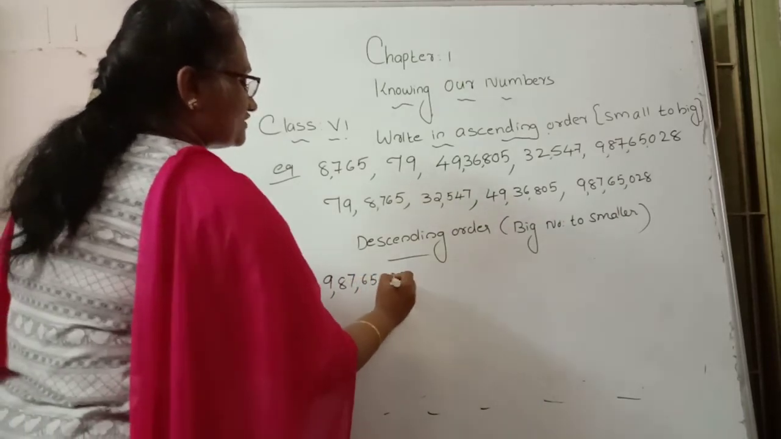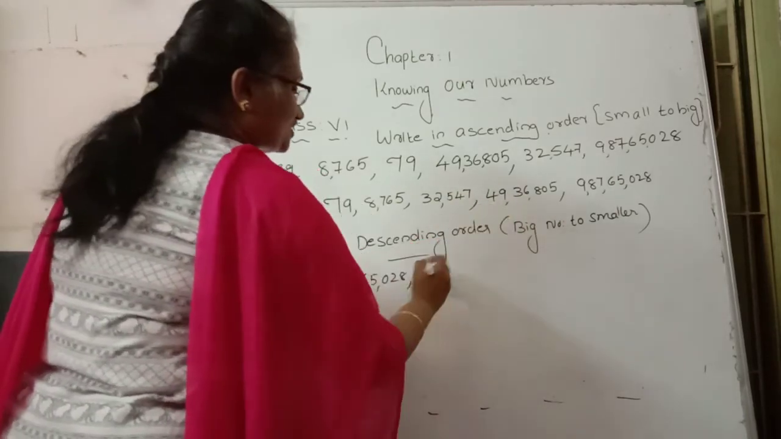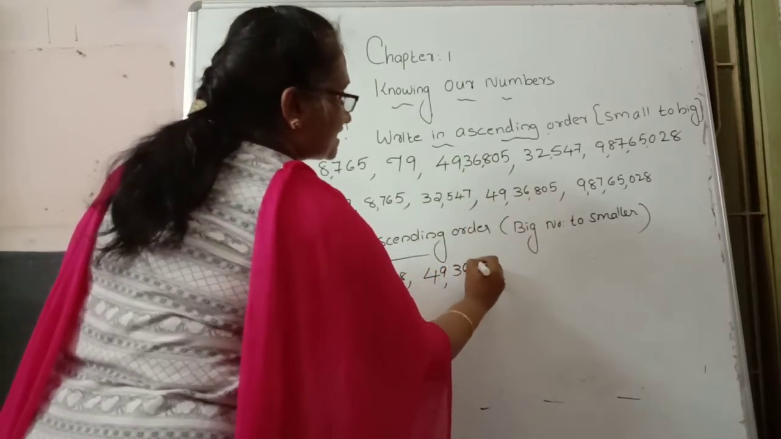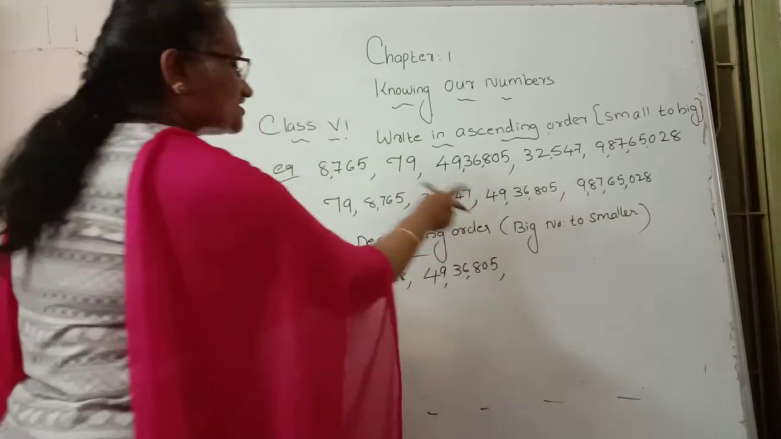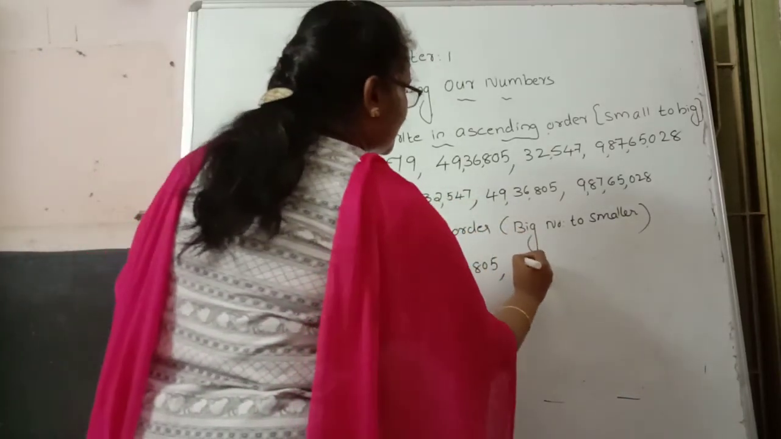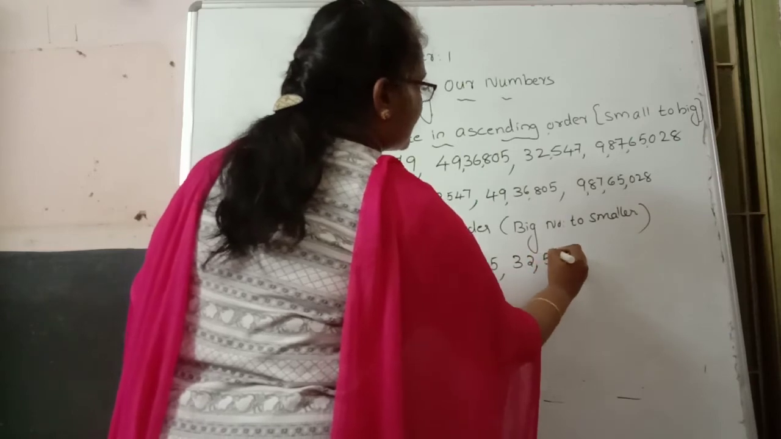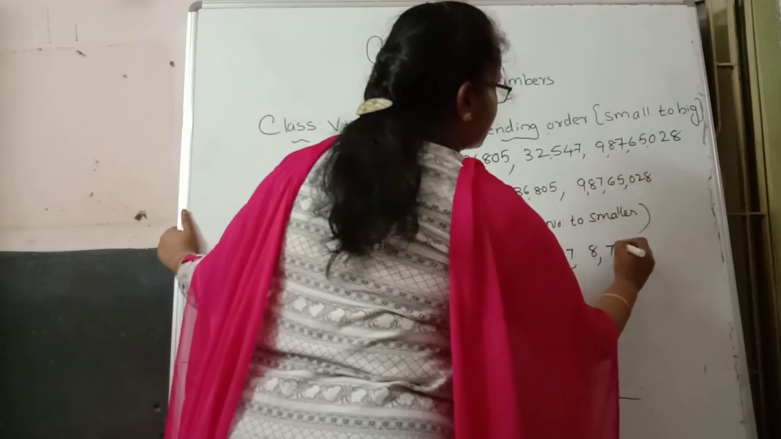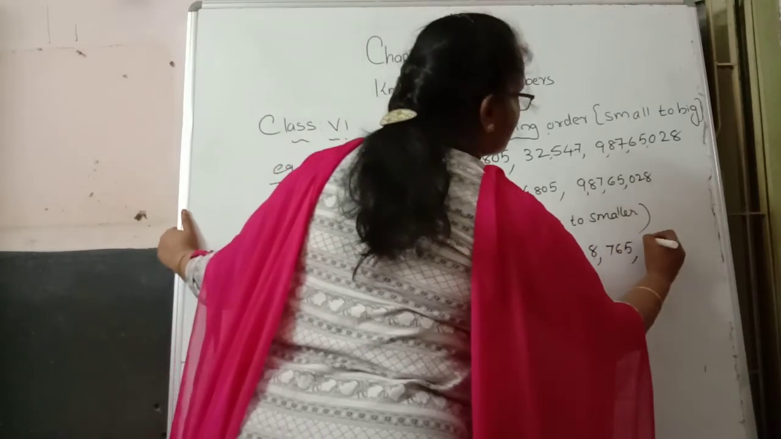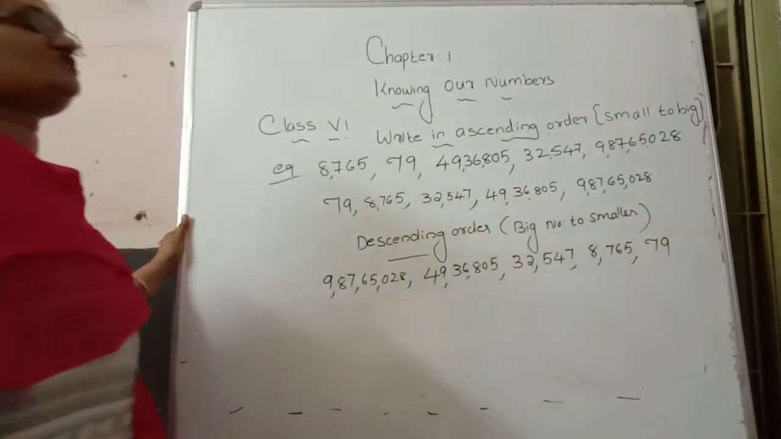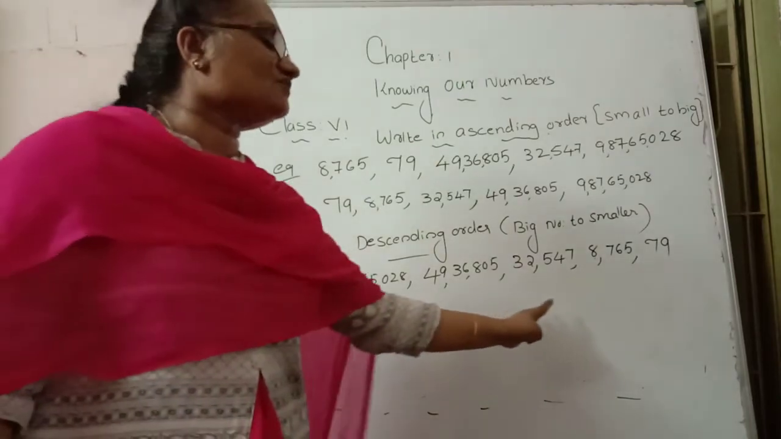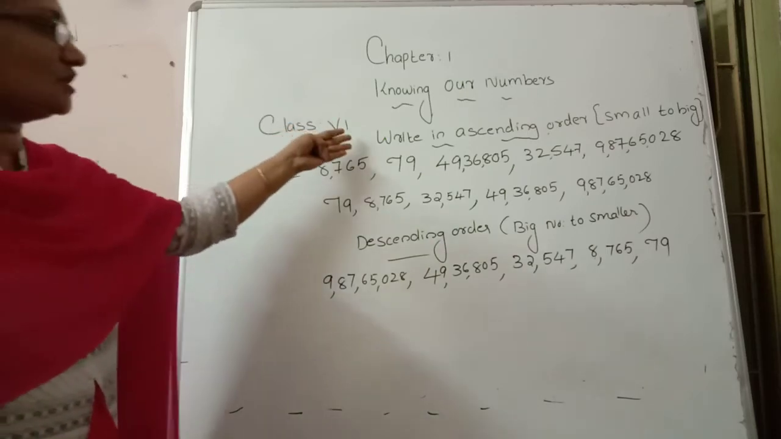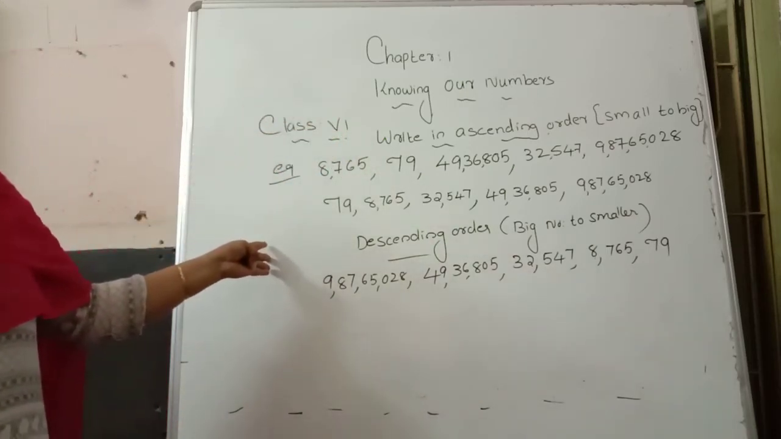And next, which is our biggest number? 7 digit number, that is 49 lakh 36,805. Next, which is the biggest number there? 32,547. Next smaller number is 8,765. So which is the smallest number in this pattern? 17. In this way we call it a descending order. I hope you can understand what about ascending order, what about descending order.